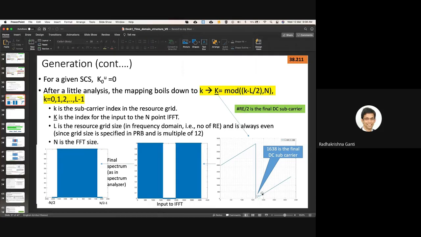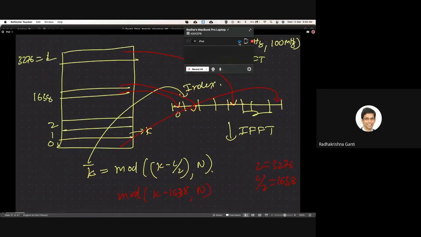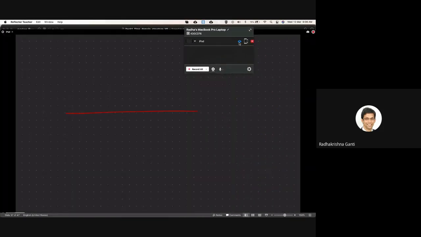So 1638 to 3276 get mapped here, the first ones, followed by a gap, because you can see the height. This is 2500, this is 1600 or something. There's a gap, and then the remaining elements get mapped here. So when you do an IFFT and put it in a spectrum analyzer, this gap gets split up into the guard bands on the sides. So what does IFFT do? If you give an input like this, the subcarriers are populated like this. Let me do this.